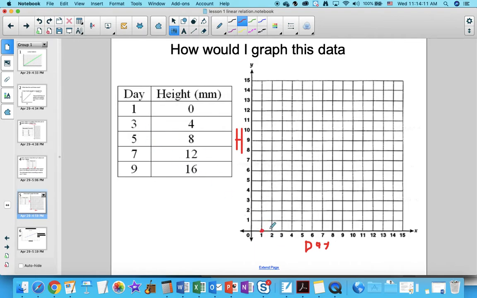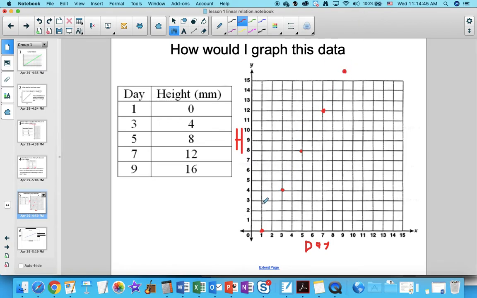Day 3, so I skip 2 because I don't have data for 2, so I go to 3, and I go all the way up to 4. Okay, 5. Okay, so I skip 4, and now I'm on 5, and I go all the way up to 8. 7, so I skip 6, and I go all the way up to 12. And then 9, go all the way up to 16, so it should be like roughly right here. A little bit off the charts, but roughly right there.